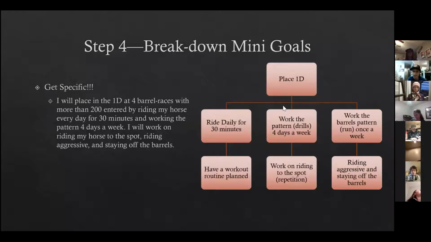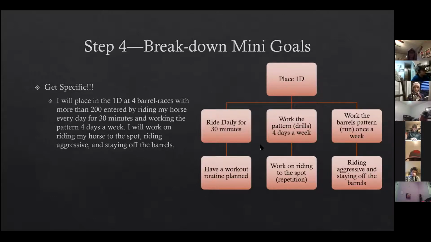Then your work for the drills 4 times a week. During that time, that's your repetition time, not just for you, but for your horse. So you want to work toward riding to the exact spot that you want to be every time for the barrel, looking where you need to look, your hand placement. And then when you run your horse once a week at minimum, that's your time to ride aggressive, make sure you're staying off the barrels and get ready so that you can then go run at the 4D.